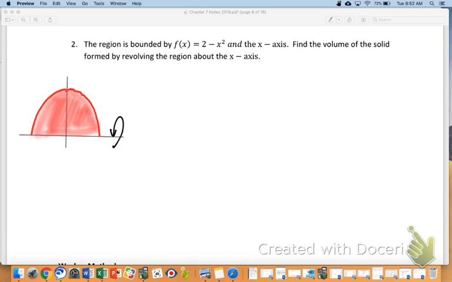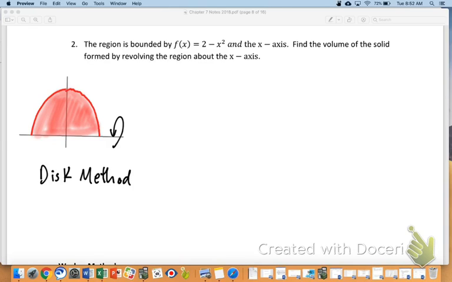And remember, what's the big takeaway from the visualization process? Does the solid have a hole, or could it hold water? And if the answer is no, it's just totally solid, water would just flow off of it. There's no hole in it. We've got to use which method? Disk method. Okay, disk method because it is just totally solid.